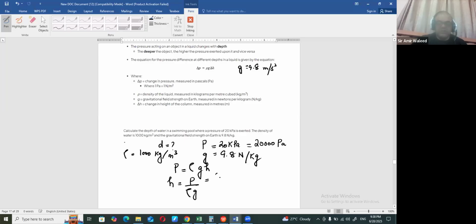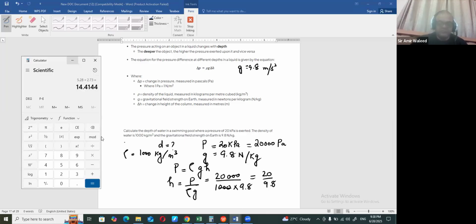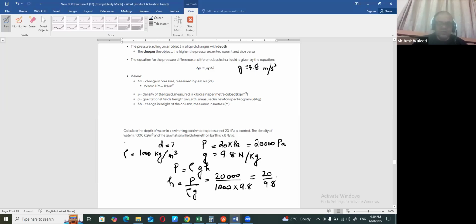P is given as 20,000. Rho is equal to 1000, multiplied by 9.8. These three zeros and these three zeros cancel. So 20 divided by 9.8. What is the value? 20 divided by 9.8 will give you 2.04. So height is 2.04 meters. This is the height, and in this case, this is the depth.